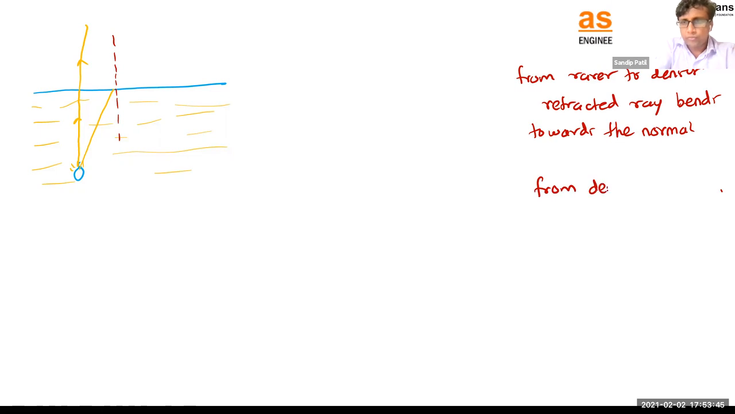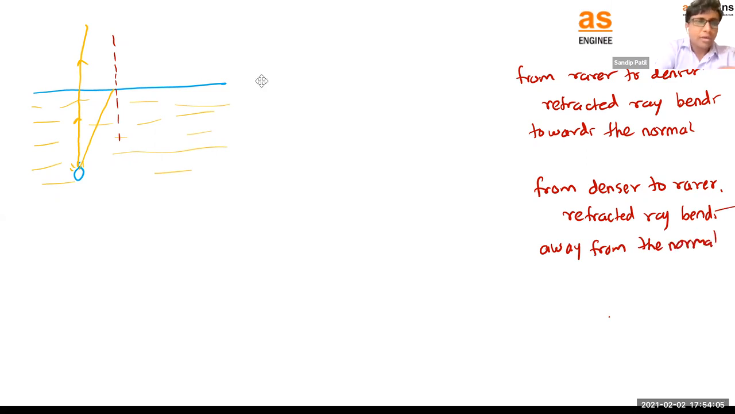And let me make another comment here. From denser to rarer, the refracted ray bends away from the normal. So let's see what the meaning of that is. This is the ray of light going from denser medium to rarer medium. Now it is going to move away like this. So this is i, this is r. Can I say in this case that r is greater than i? That's right. Now consider this is the second ray.